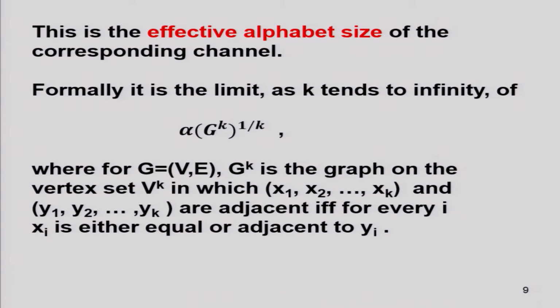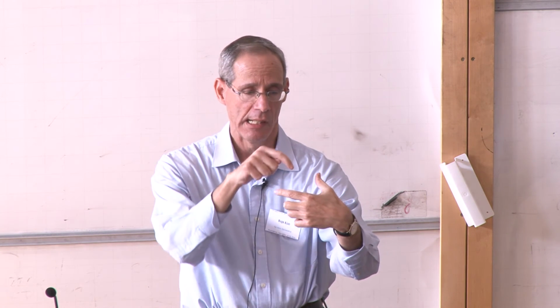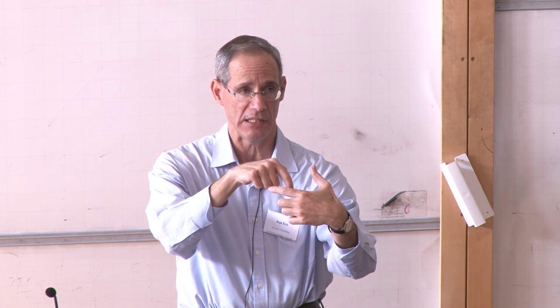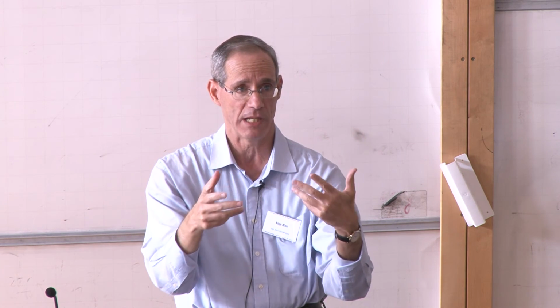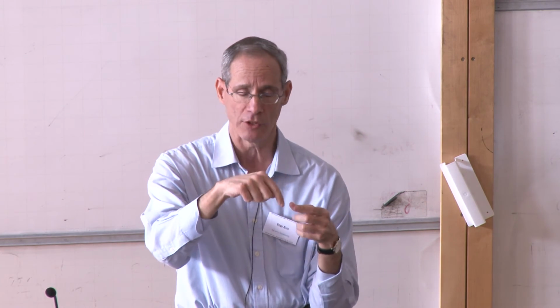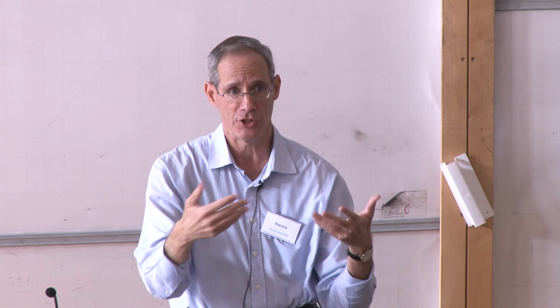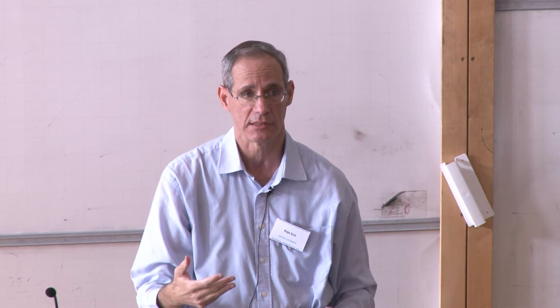So the vertices are vectors of length K of vertices of the original graph, and two such sequences of length K are adjacent if in every coordinate they are either equal or adjacent. You see, because for two sequences of length K to be confusable, I need that in every coordinate they are confusable or maybe equal. Then they can be confused with each other. But if there is even one coordinate in which they are distinct and non-confusable, then there is no danger that I mistake one of these sequences for the other one.